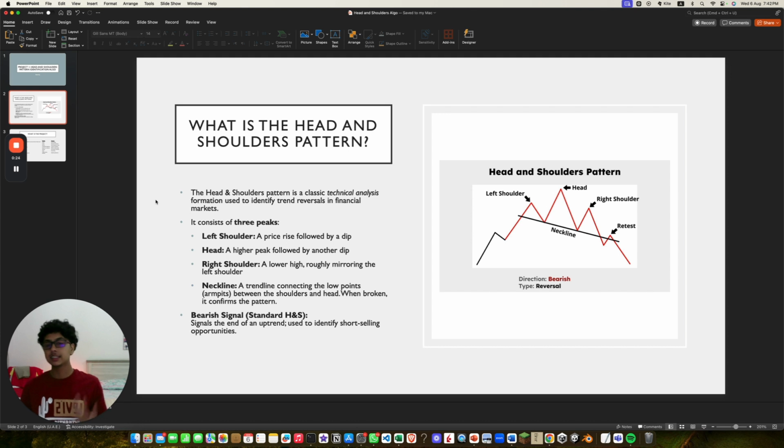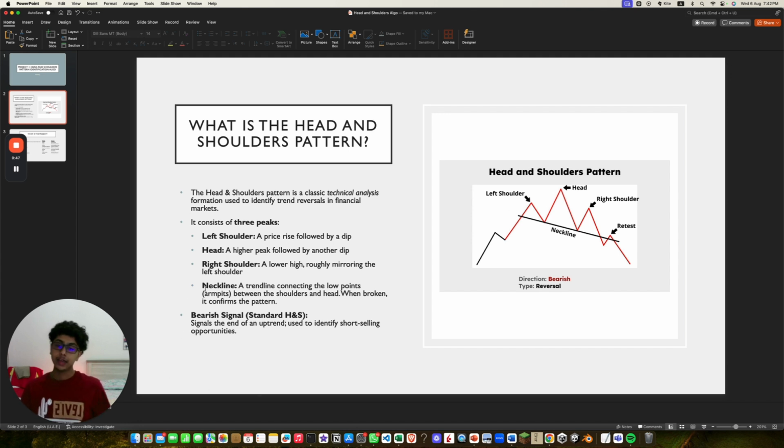It's a classical technical analysis formation used to identify trend reversals in financial markets. It consists of three peaks: the left shoulder, then the head, and then the right shoulder. The neckline here doesn't have to be slanted, it can be a straight line. It's just a trend line connecting the low points between the shoulders and the head. And when broken, this confirms the pattern.